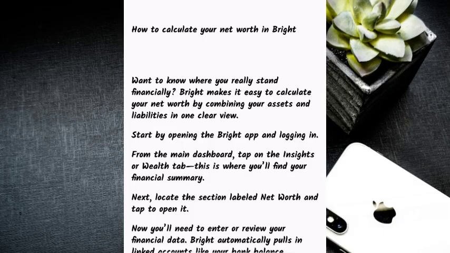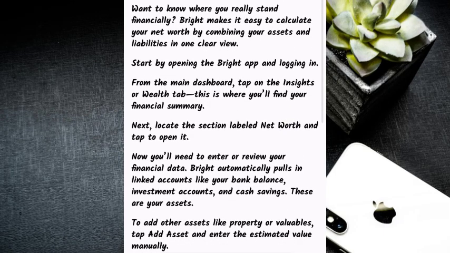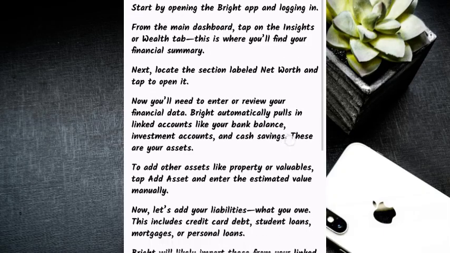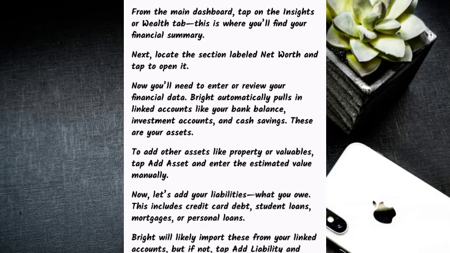Now you're going to need to enter or review your financial data. Bright automatically pulls in linked accounts like your bank balance, investment accounts, and cash savings. These are your assets. To add other assets like properties or valuables, just tap Add Assets and enter the estimated value manually.